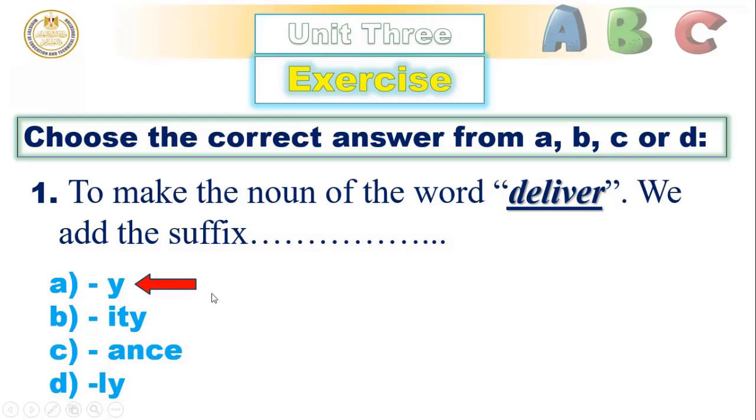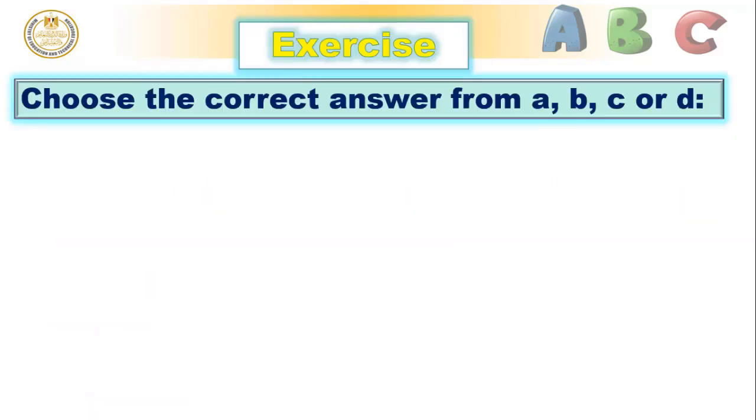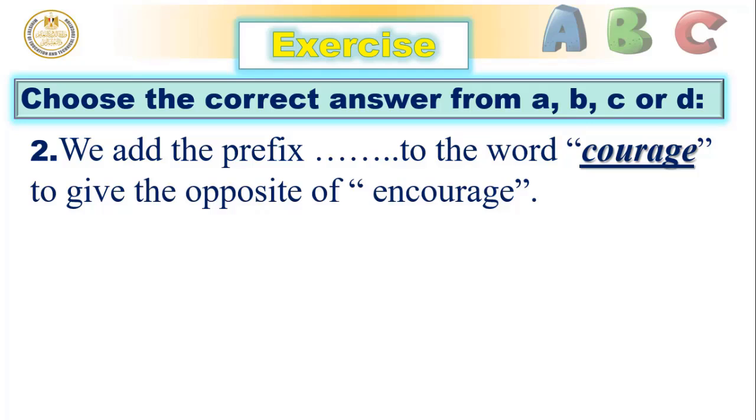We add the Y. Number two, choose the correct answer from A, B, C, or D. We add the prefix to the word courage to give the opposite of encourage. نفهم السؤال كويس؟ We add, بنضيف the prefix, المقطع اللي في الأول, أي مقطع بنضيفه to the word courage. لكلمة courage هنا معناها الشجاعة. To give the opposite, عشان تكون ال opposite.